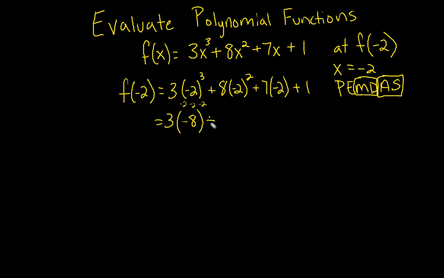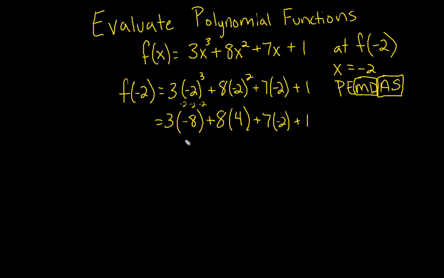Okay, and then we're going to add to it 8 times negative 2 squared. Again, that is a positive 4 since it's negative 2 times negative 2. And then we're going to add to that 7 times negative 2 plus 1. Our next step will be multiplication and division from left to right.